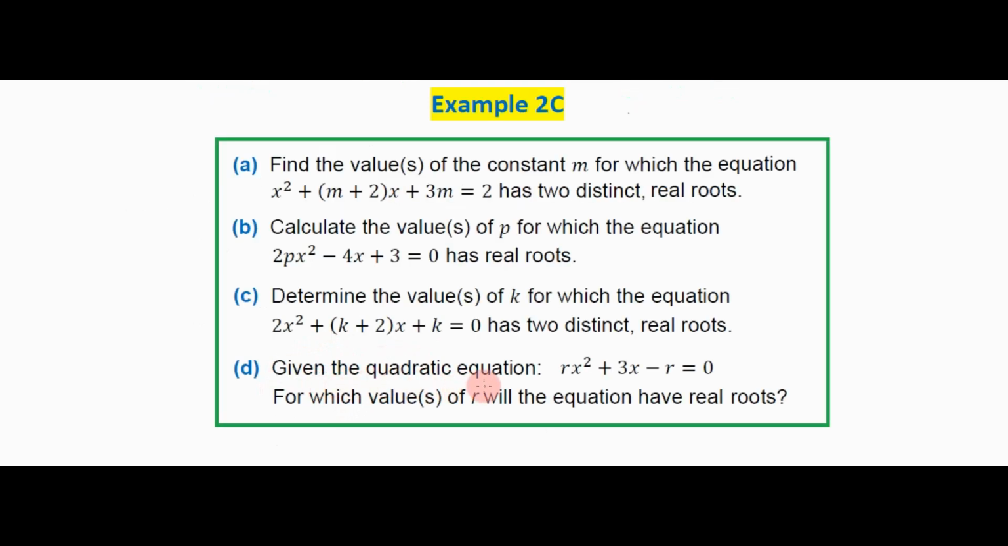It says, given the quadratic equation, and we're given this equation, for which values of r will the equation have real roots? So here we don't have the additional requirement that the roots must be distinct or unequal. So we're going to use delta greater than or equal to 0.